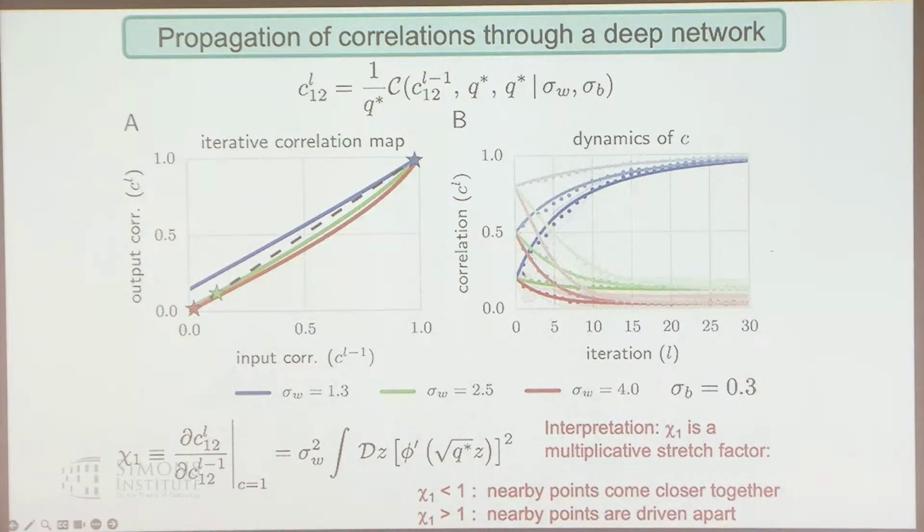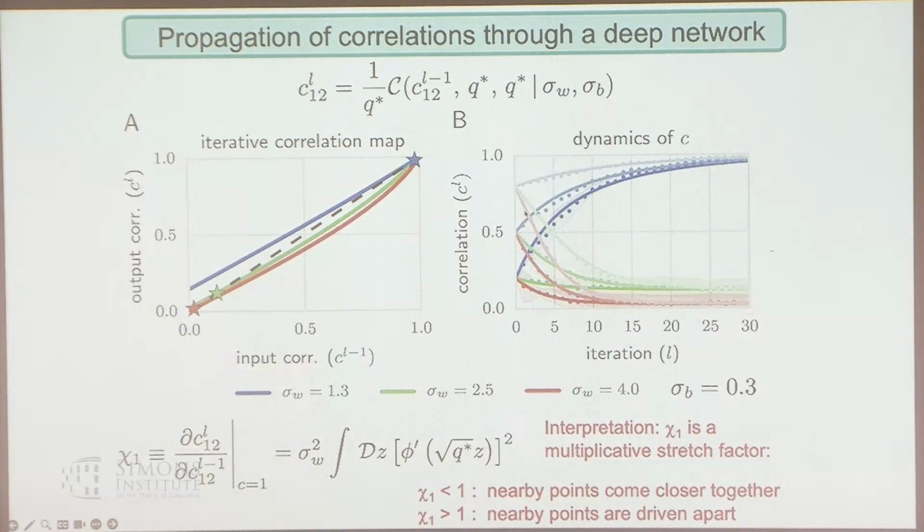And now you can see the dynamics of the cosine angle as the 2 points propagate through the layers. The solid curves are theory, the dots are experiment, and you see the phase transition. In the stable case, or the ordered phase, everything gets driven up to 1.